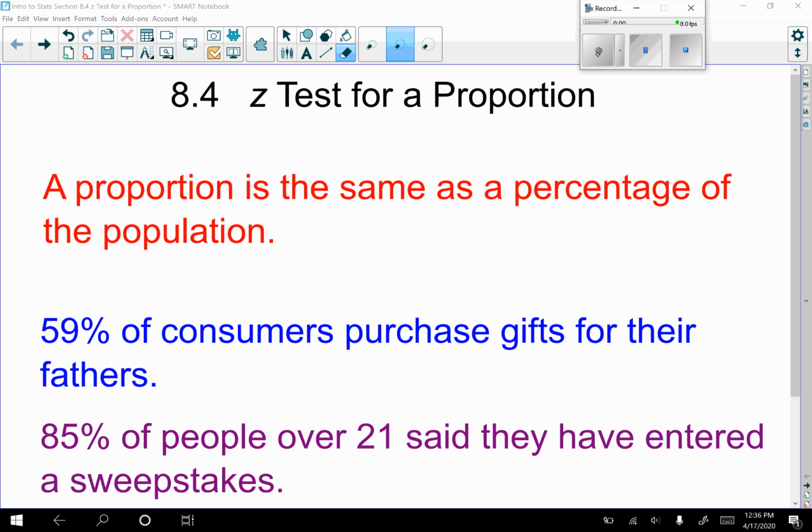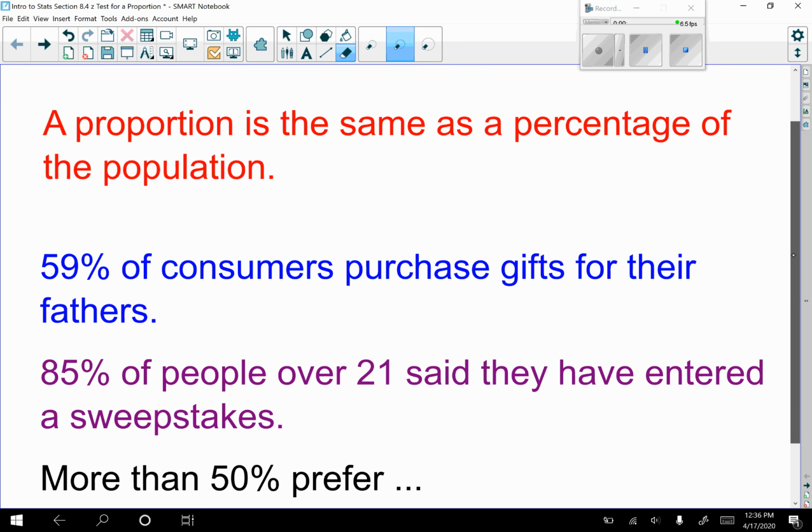So if you recall, a proportion is the same as a percentage of the population. And think back to the end of Chapter 7, with the confidence interval of a proportion, we no longer use the symbol mu that represented the population mean. Here we have a population proportion, so we're going to use a variable p.